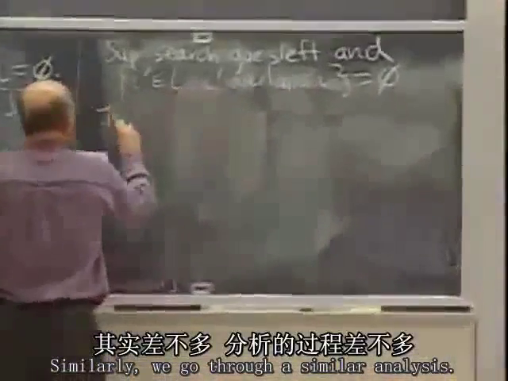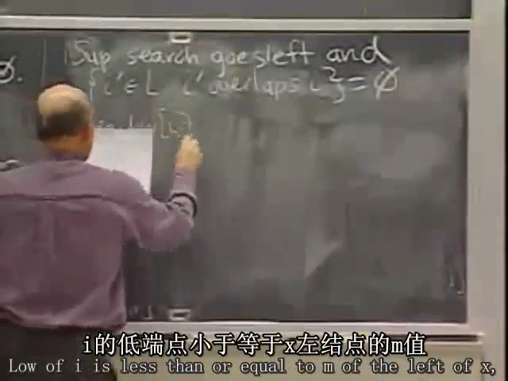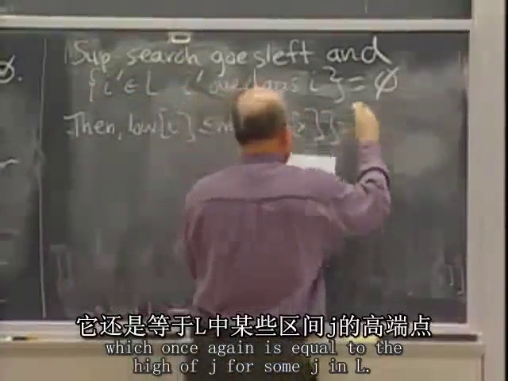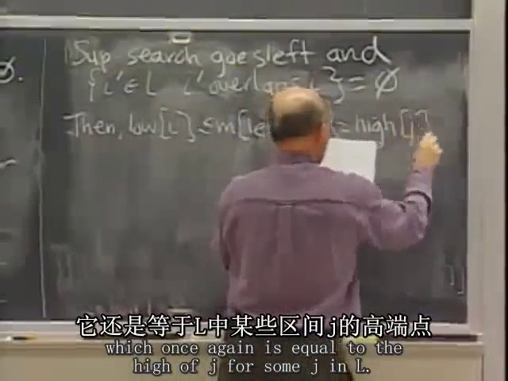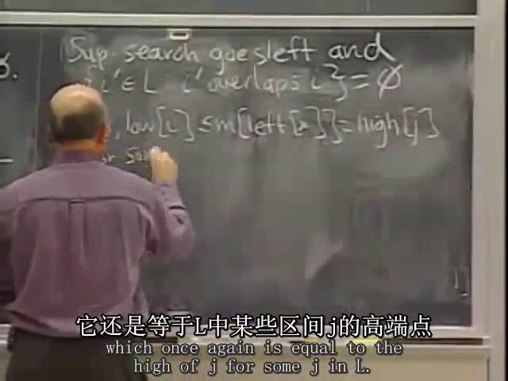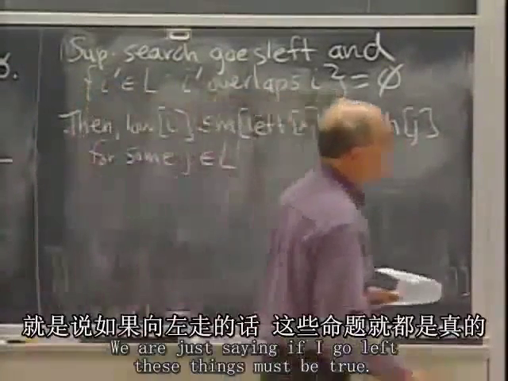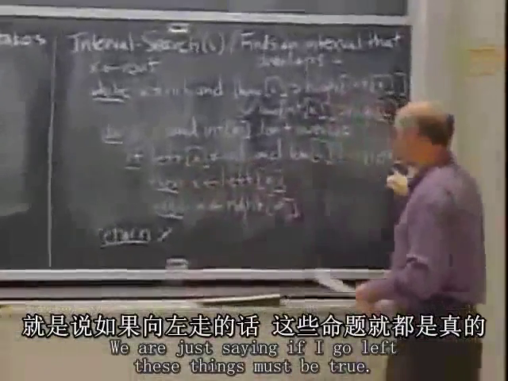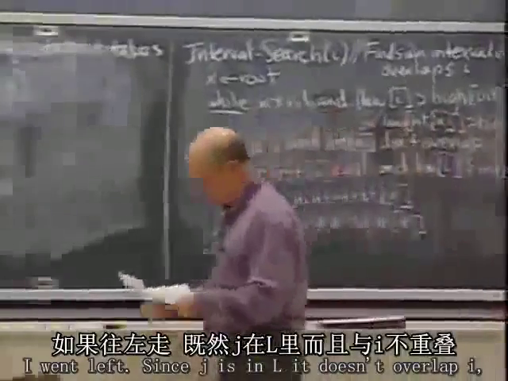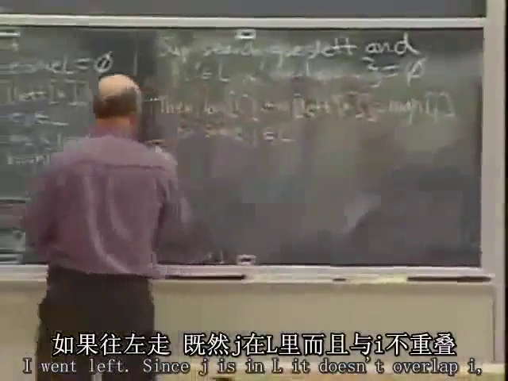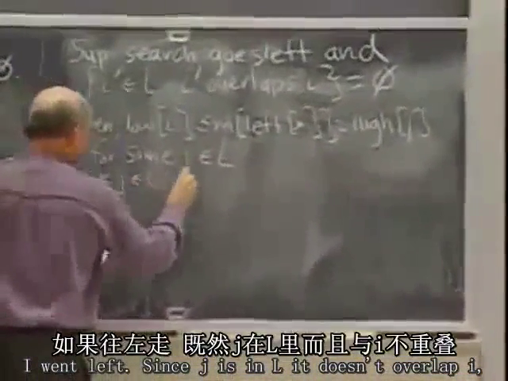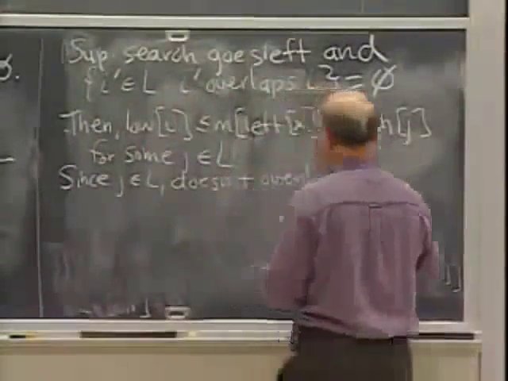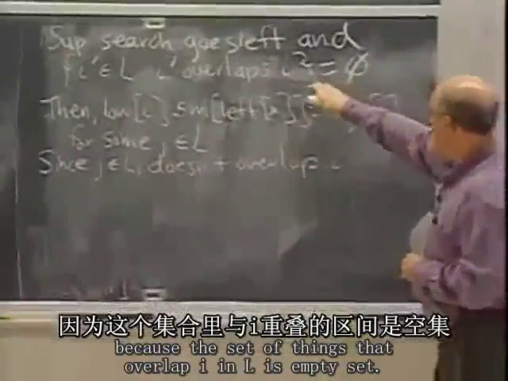So similarly, we go through a similar analysis. Low of I is less than or equal to m of the left of x, which once again is equal to the high of j for some j in L. Okay, so we're just saying if I went left here, these things must be true. Okay, I went left. Okay, so since j is in L, it doesn't overlap I, because the set of things that overlap I in L is empty set.